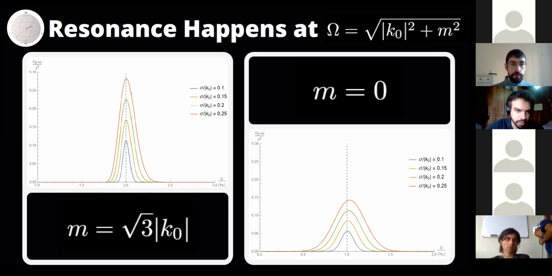I have another plot later to show this explicitly, but here you can see I picked this value of mass, which was the square root of 3 times the modulus of K0. And then what we get is that this will just turn to 2K0, and we do see resonance at omega equals K0, as expected, which is sharp, more sharp.